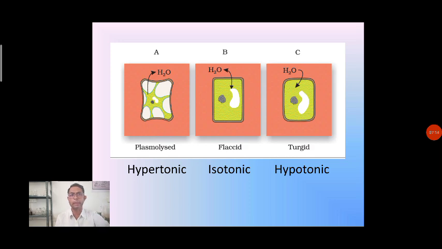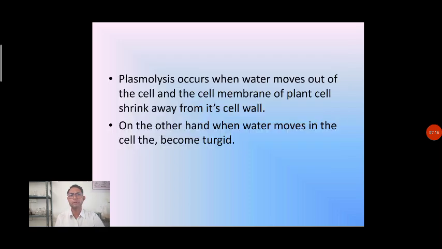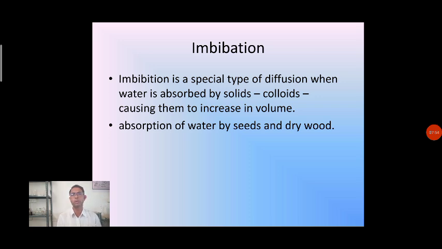So depending on the type of solution, these three conditions were studied, or we can say these three conditions will occur. Plasmolysis occurs when water moves out of the cell and the cell membrane of the plant cell shrinks away from its cell wall. So here the shrinkage of the plasma membrane will take place, and this we call a plasmolyzed cell. On the other hand, when water moves inside, the cell becomes turgid, as it is in the hypotonic solution. So depending on the solution, these two conditions most importantly occur.